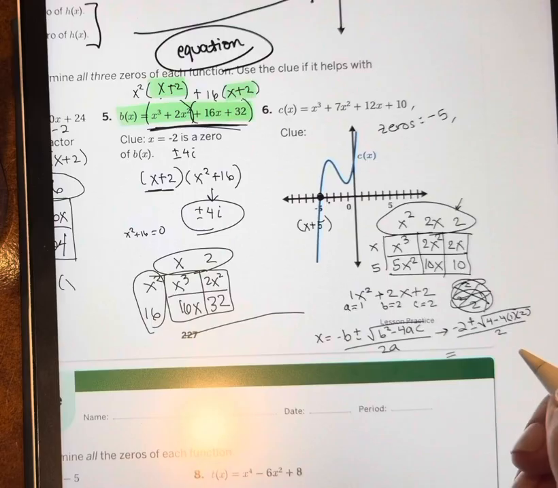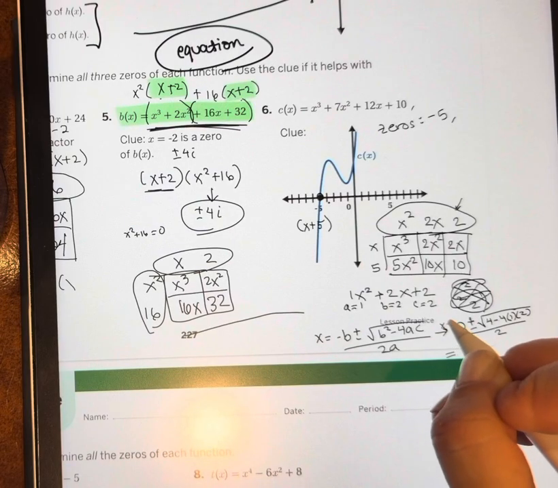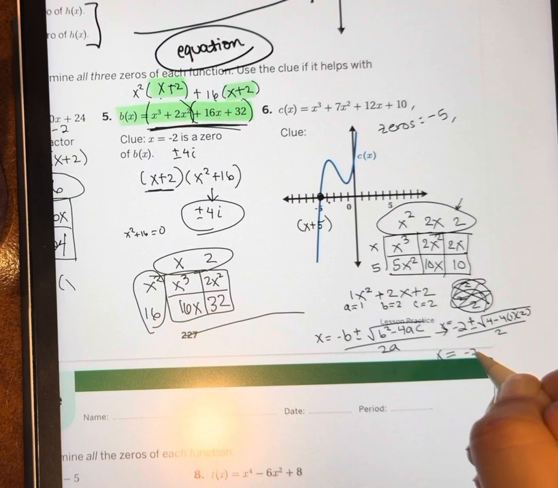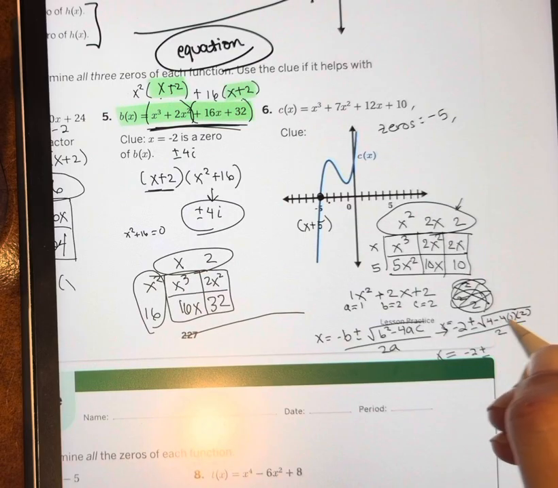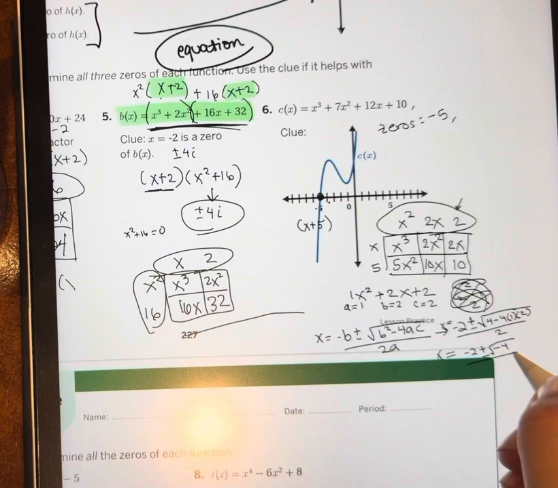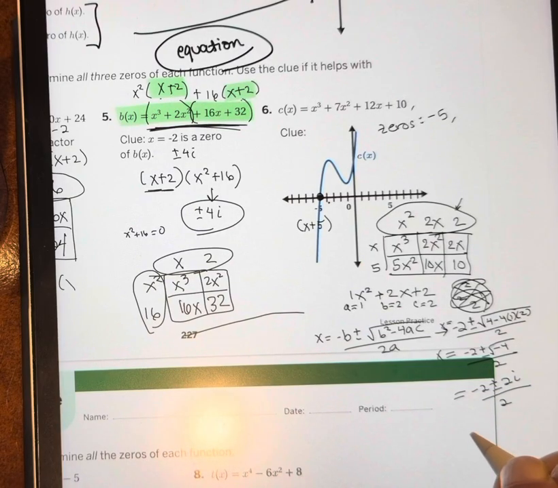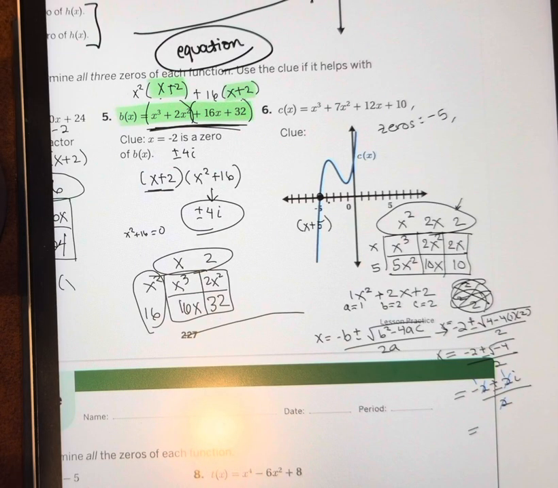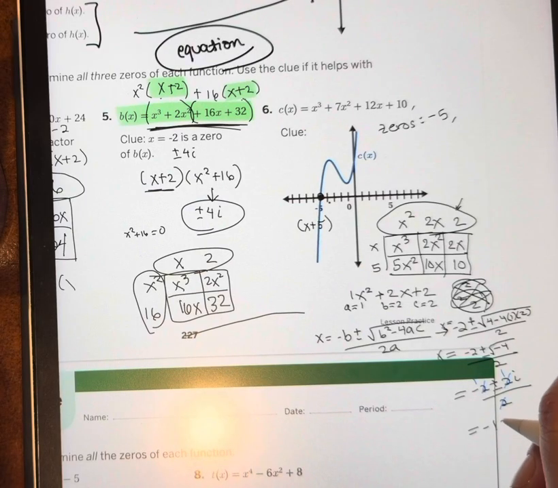So this is x equals -2 plus or minus the square root of 4 minus 8, which is -4 inside the radical, all divided by 2. Which is -2 plus or minus 2i divided by 2. Go cancel, guys. 2 goes into 2 once, 2 goes into this 2 once. This becomes -1 plus or minus i.